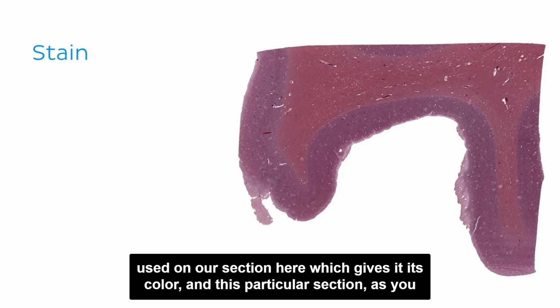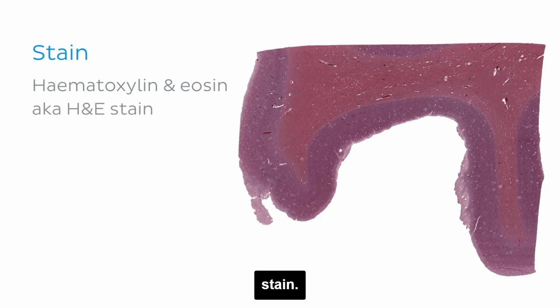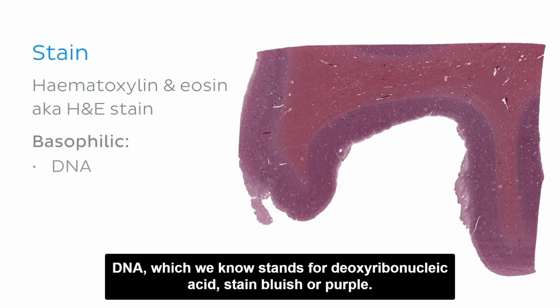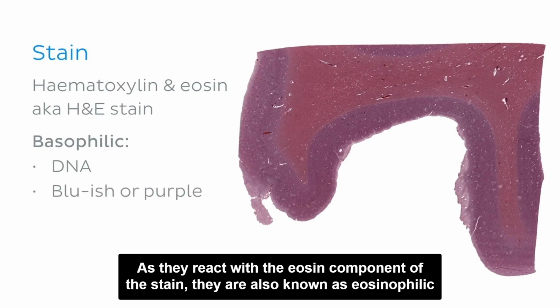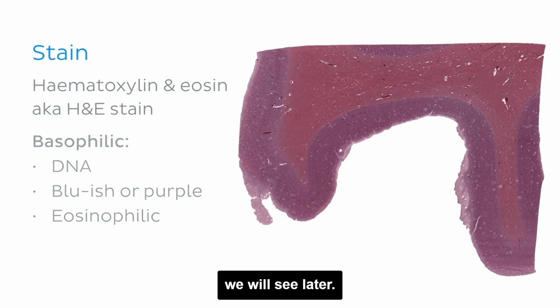And this particular section, as you might have guessed, has been stained using the classic hematoxylin and eosin, or H&E, stain. This staining technique causes basophilic, or base-liking structures of the cell, like DNA, which we know stands for deoxyribonucleic acid, to stain bluish or purple. As they react with the eosin component of the stain, they are also known as eosinophilic structures. However, in the case of nervous tissue, this is not always the case, which we will see later.